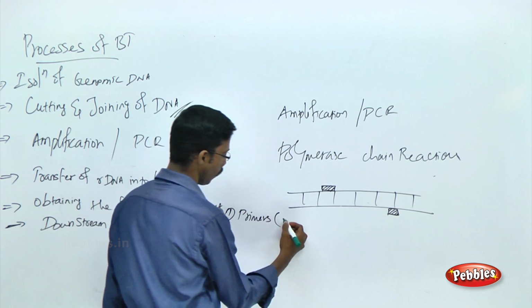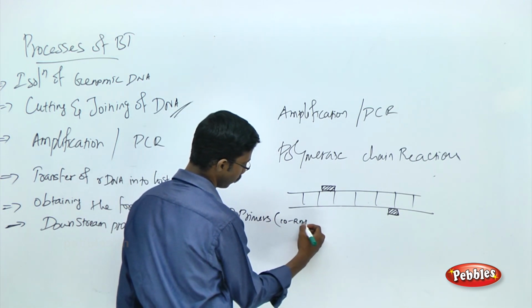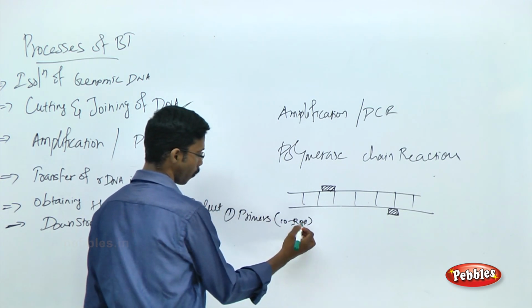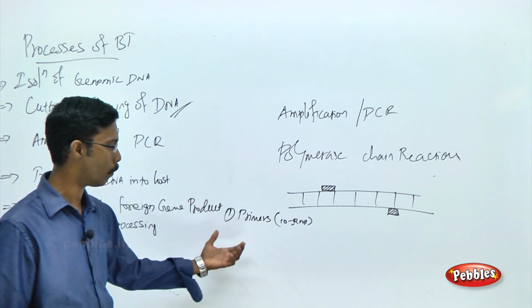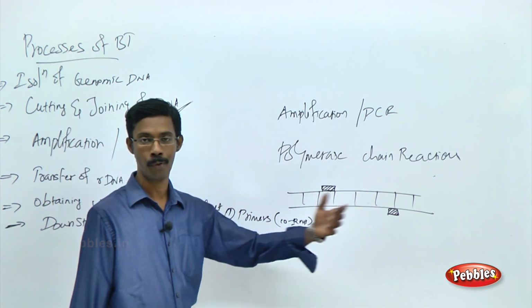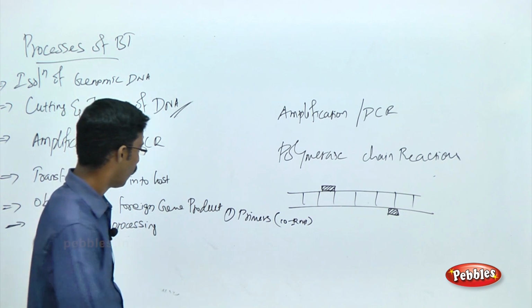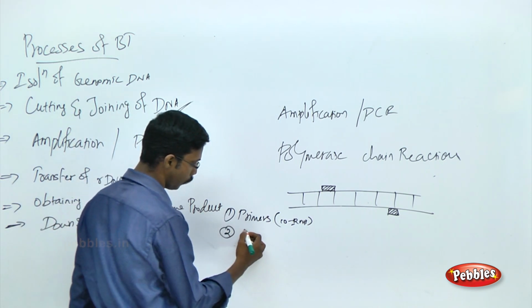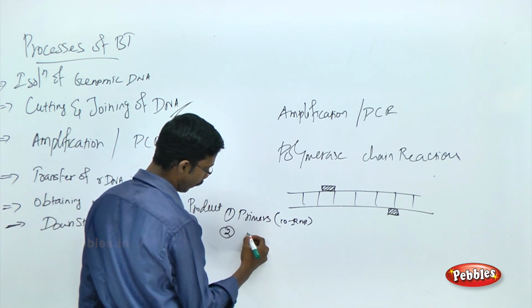It will be around 10 to 12 nucleotides in length. That is what are called primers. They are complementary to the ends of your required or target gene. And then you need a major group of enzymes called DNA polymerase.